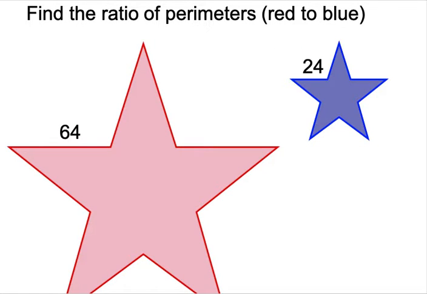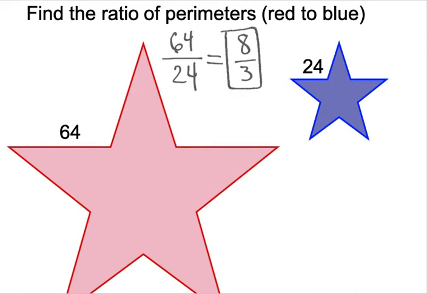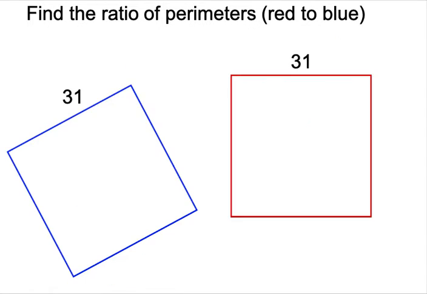What's the ratio of perimeters, red to blue? In this case, the ratio of sides is 64 compared to 24. It's going to have the same ratio as the sides, so the ratio of perimeters is 64 to 24. Reduced, this is 8 to 3, dividing top and bottom by 8. So the ratio of perimeters, red to blue, is 8/3, or 8 to 3.